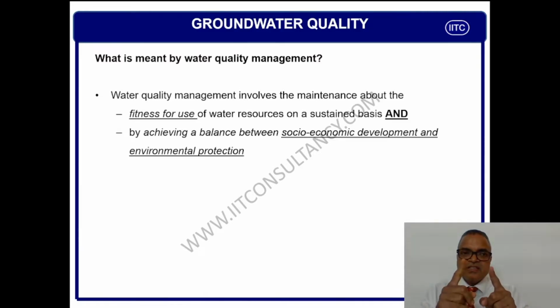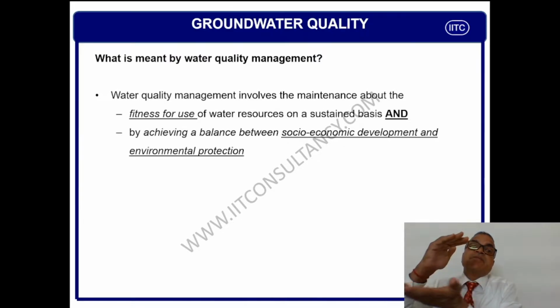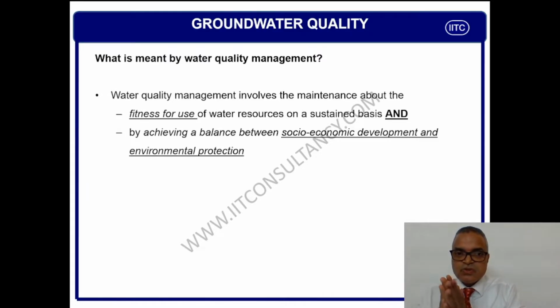First thing is that the quality of water is fit for the purpose and for a sustainable period, and we need to make a balance between socio-economic development and environmental protection. Correct? They are complementary to each other. If there is socio-economic development and environment protection is ignored, it is not balanced. We need to see both sides of the coin, so we need to balance both sides. We need to see that socio-economic development is there, and at the same time I am not exploiting the environment.